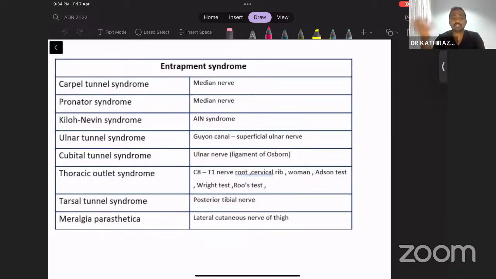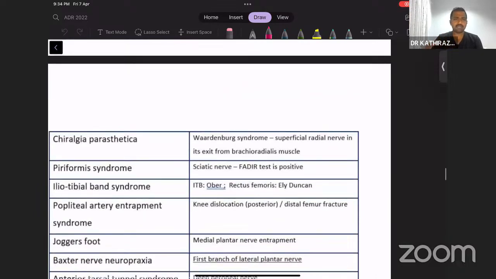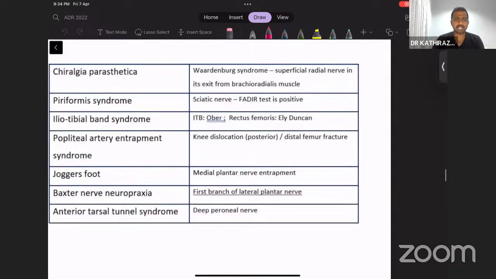Thoracic outlet syndrome, you should know. The cervical rib affects women more commonly, and the tests are Adson test, Wright test, Roos test. Please look up on the internet what is Adson test, what is Wright test, what is Roos test, because a few times they can just explain a test and ask what this test is, or show a picture and ask what this test is. Tarsal tunnel syndrome: you all know carpal tunnel syndrome, there is also tarsal tunnel syndrome, which is the posterior tibial nerve. And meralgia paresthetica, lateral cutaneous nerve of thigh. This is a recorded video, so you can come back to this slide anytime and make a copy.